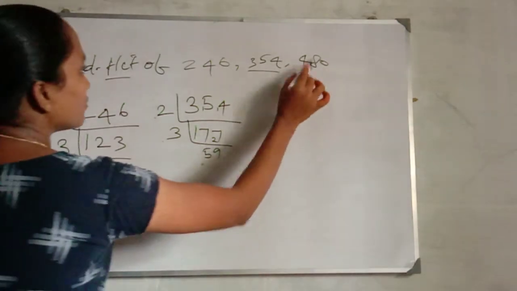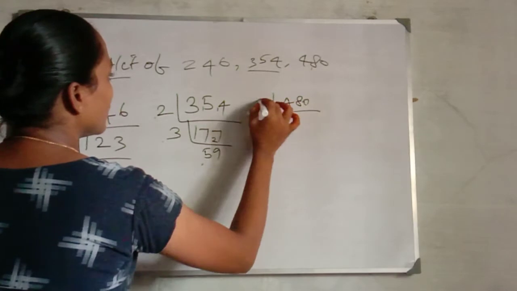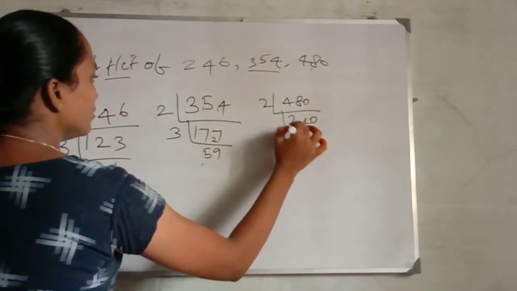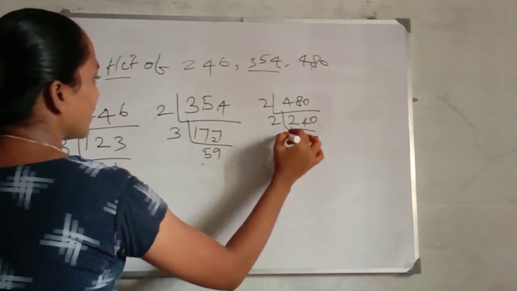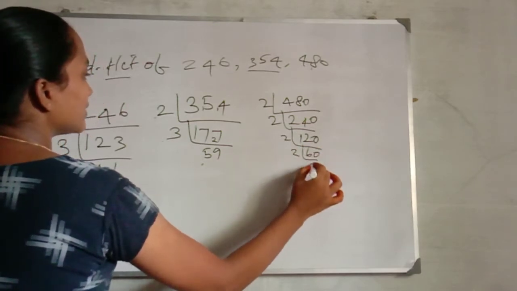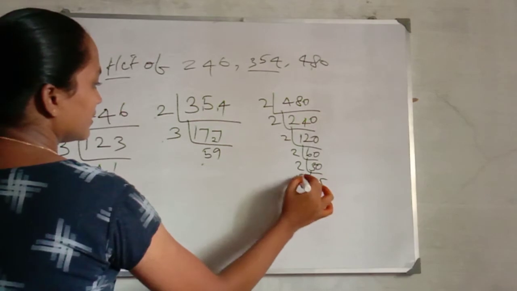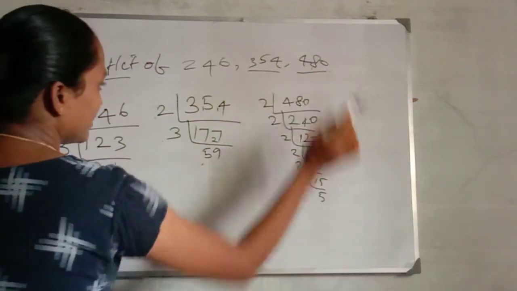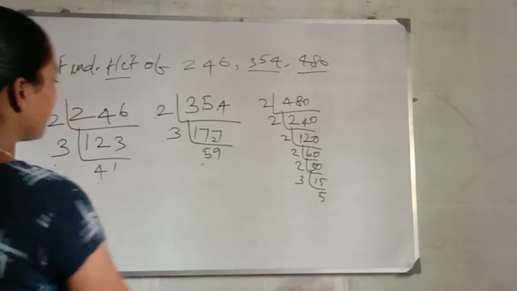Now see about 480. Take L division for 480. 2 table: 2 2s are 4, 4 2s are 8 and 0. Again 2 table: 1 2 is 2, 2 2s are 4 and 0. Again 2, 6 2s are 12 and 0. Again 2, 3 2s are 6 and 0, 2, 15. Then 3 table, 5. So now the factors of 480 are 5 times 2, and 3 and 5.